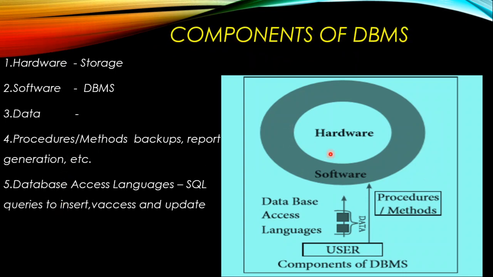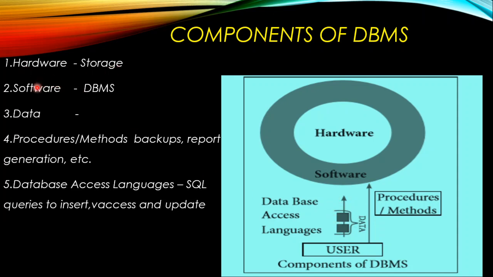Then the components are here. The hardware is the core of the device, and outside it is the DBMS, the software which helps to access the hardware and get the information. The hardware contains the memory as well as some other processing components. And then database access languages. Many languages are available to access the data, and the languages provide many procedures and methods. Procedures are sets of instructions to get the data. Then users naturally have to access the data, and the data is the main component.